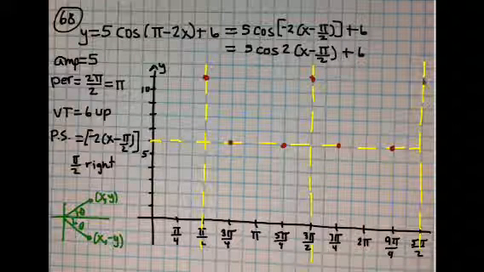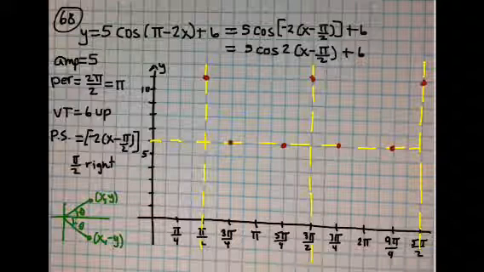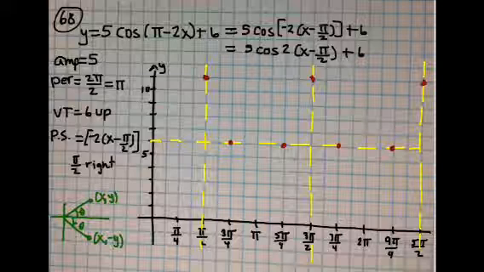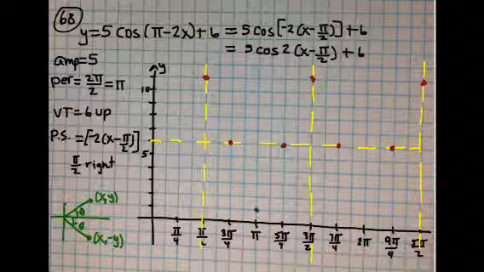The minimum is in the middle. So the middle in this case is pi, and so we go from the yellow horizontal line, we count 5 down. So that's going to be at 1. And again at 2 pi.